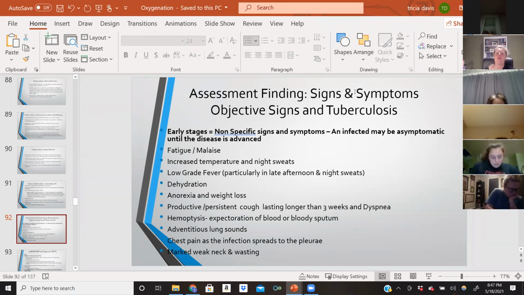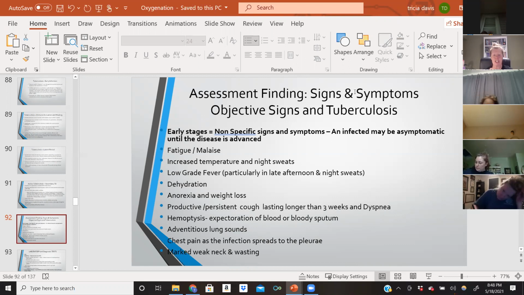During the day, particularly in the late afternoon, you're going to have a low-grade fever, and it's going to continue into the night. You're going to have those night sweats. You're going to be dehydrated, right, because of that increased temperature and the sweat. Loss of appetite, weight loss, productive, persistent cough. It's going to last longer than 3 weeks, and they're going to be short of breath. They're going to have hemoptysis. So they're going to lose weight. They're going to have a bloody cough. They're going to cough up blood, that low-grade fever, night sweats. When you hear that, that's the first thing you should think, tuberculosis.